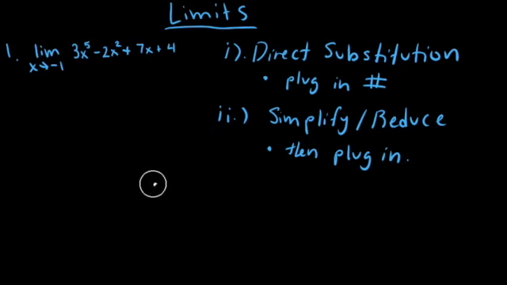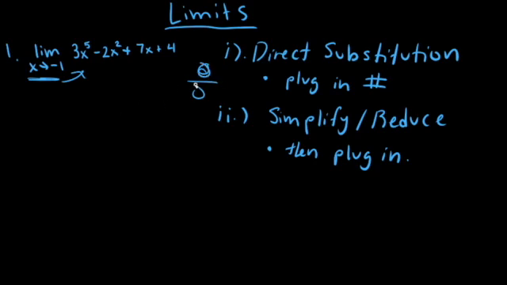Alright guys, so today we'll be learning how to find the limit of a function. The very basic method. So we'll be following two steps, right? First step is direct substitution, where you just plug in x into the function, and in this case x is -1, and you just plug that in. And if you get a number that is not 0 over 0, then you have your limit and you're fine.